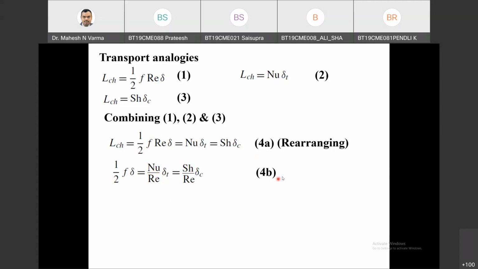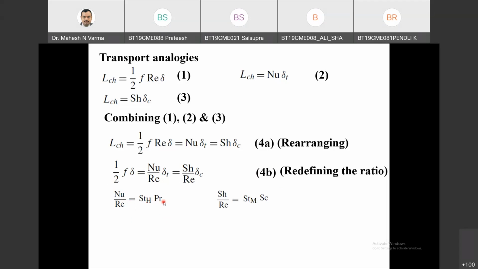Okay, this is the second generalized analogy equation. Sometimes you will find that people start with this equation, or there is another definition which we have already covered. The ratio of Nusselt number divided by Reynolds number is a product of Stanton number for heat transfer and Prandtl number.